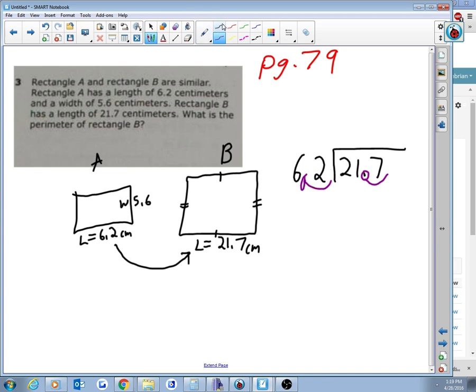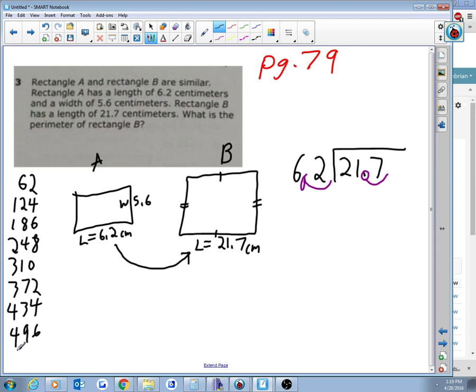Now I'm going to write out my multiples for 62 because I don't know them. 62 plus 62 is 124, plus 62 is 186, plus 62 is 248, plus 62 is 310, plus 62 is 372, then I got 434, 496, and then 558. And you only have to write out 9 multiples ever with any division problem. You only have to go 9.